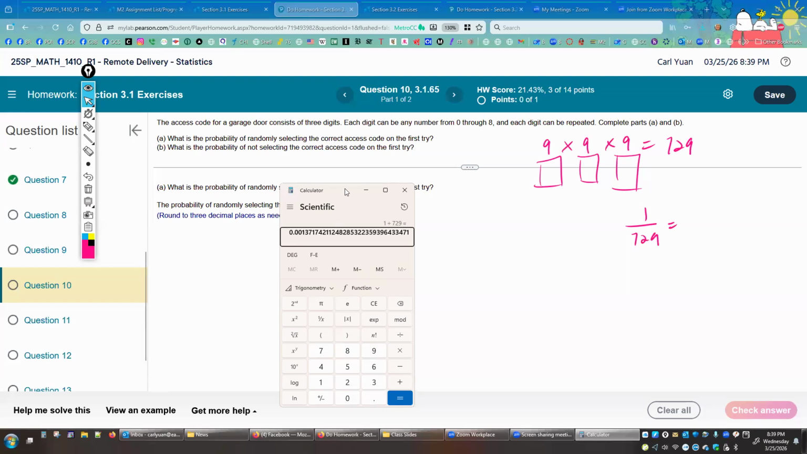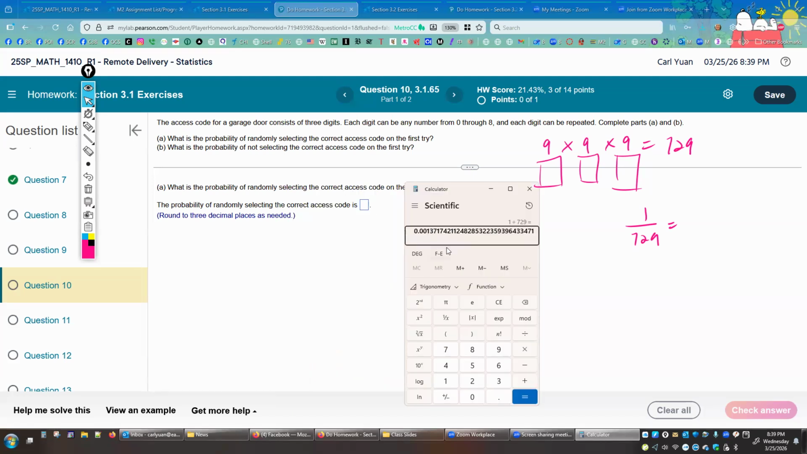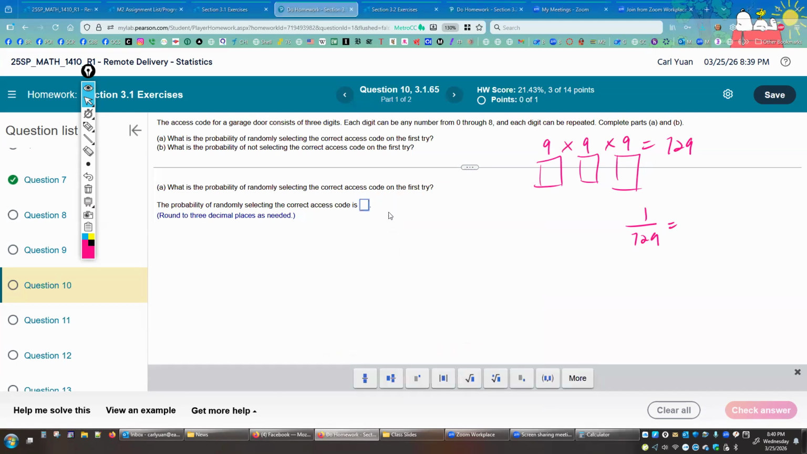And how many digits do they want? They want 3 decimal places. So 3 decimal places would be 0.001, right? So 0.001. That's 3 decimal places.